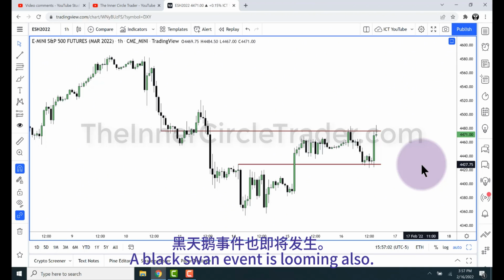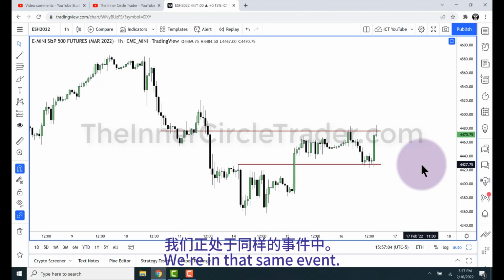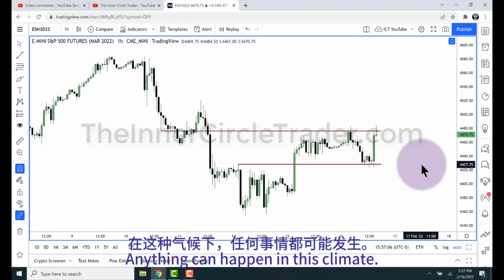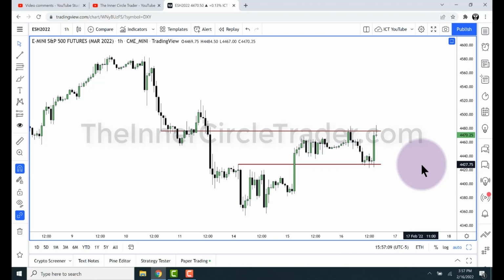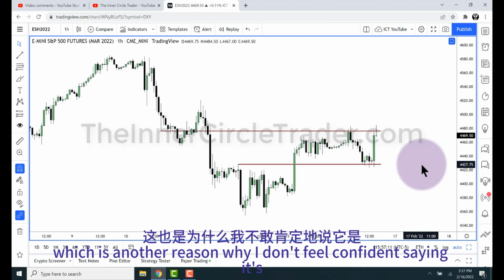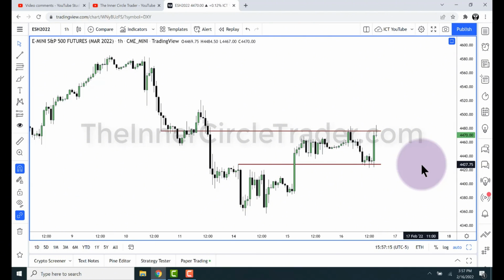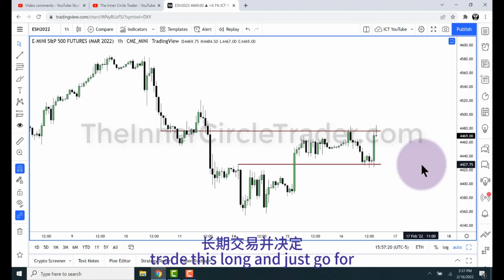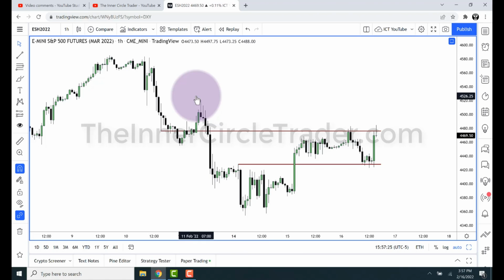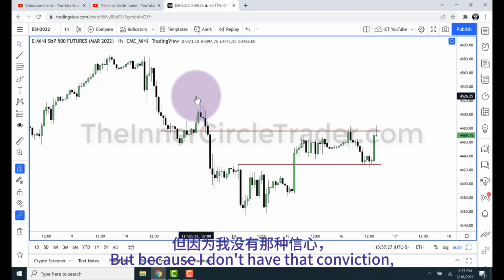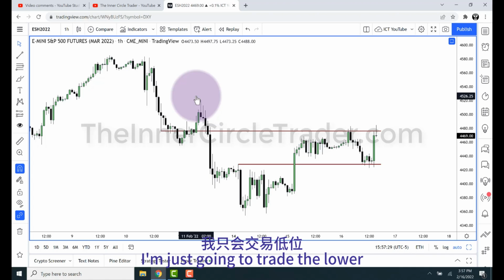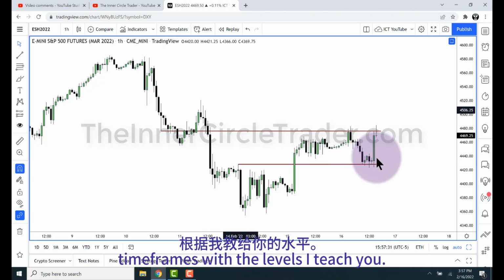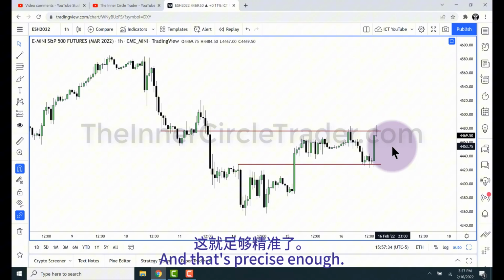A black swan event is looming also. We're in that same event. Anything can happen in this climate, so just be mindful of that. Which is another reason why I don't feel confident saying it's absolutely going to be a market maker buy model here. If we didn't have all these things, I would say, okay, I'm going to try to trade this long and go for this high. But because I don't have that conviction, I'm just going to trade the lower time frames with the levels I teach you, and that's precise enough.